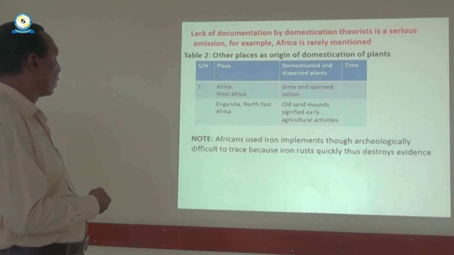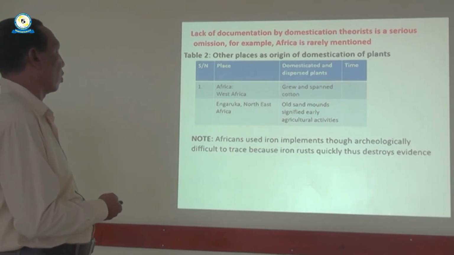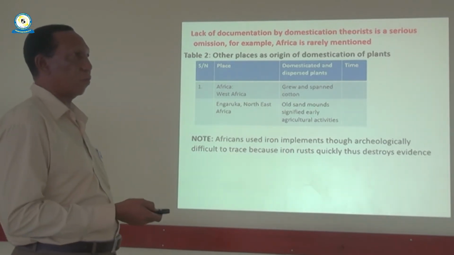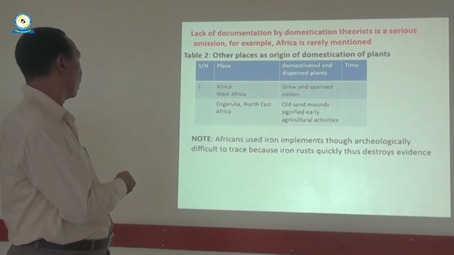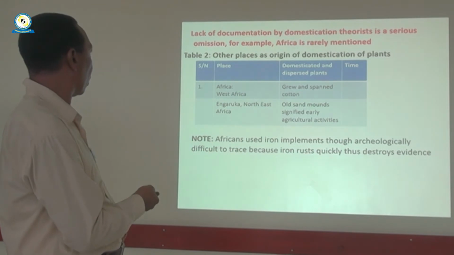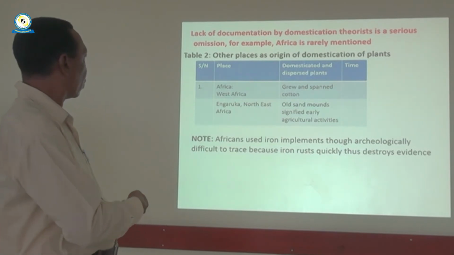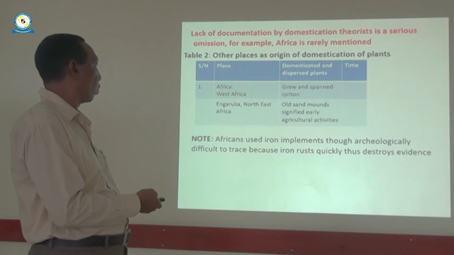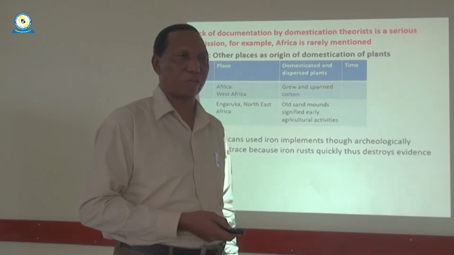But this information is sometimes affected by lack of proper documentation from theorists. There are a number of omissions. For example, when you take the case of Africa, they say blue cotton, but there were a lot of other crops grown in Africa. Also, in the case of Engaruka, Northeast Africa, the remains signify only agricultural activities, but it is not actually mentioned in the prehistorical time.